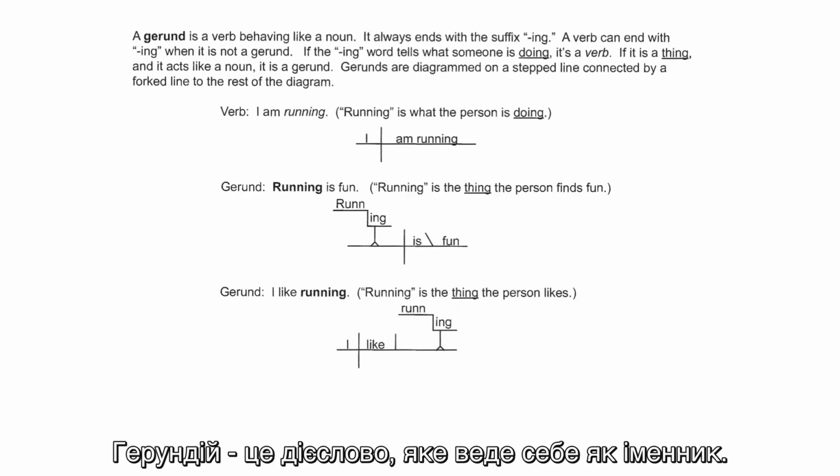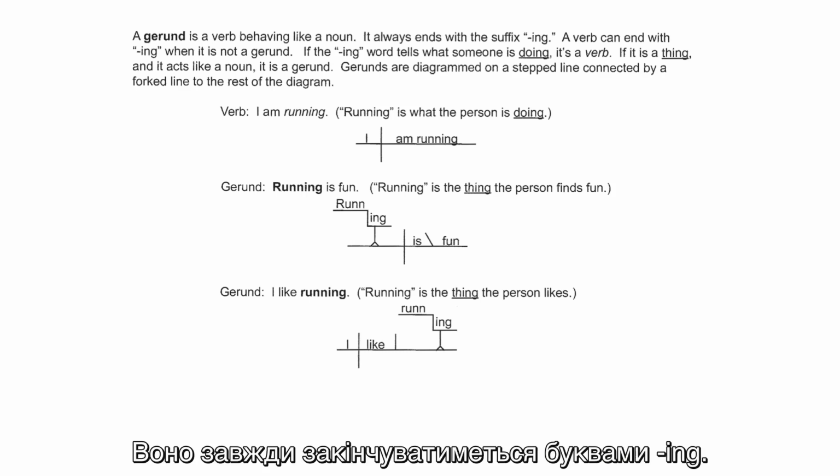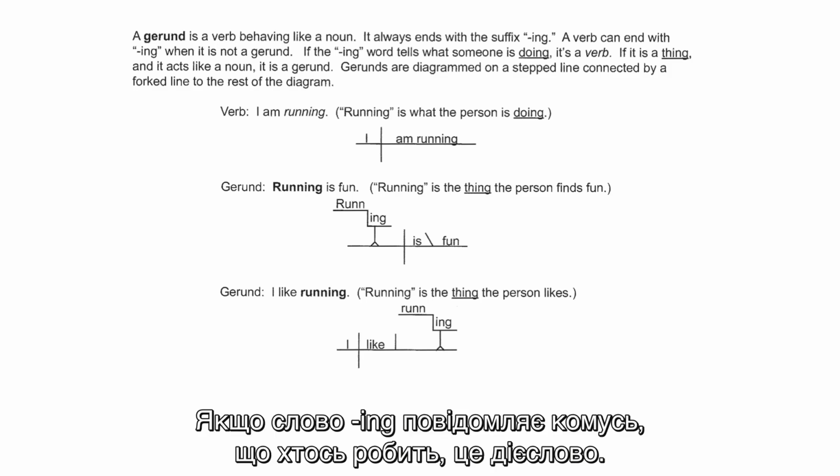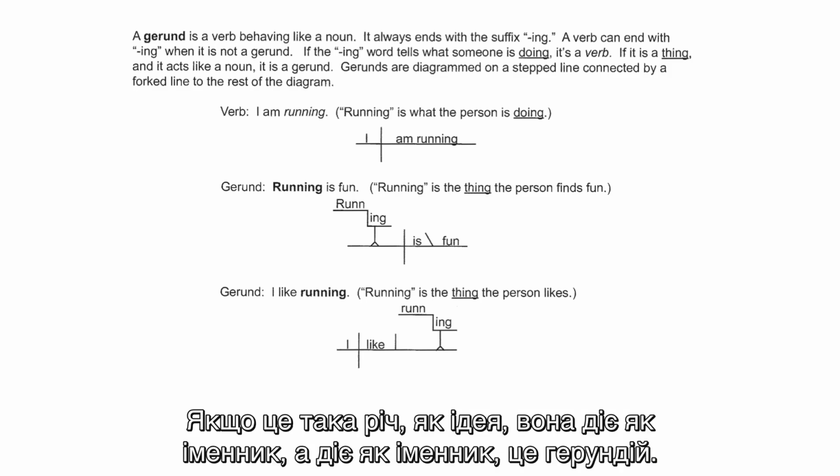A gerund is a verb that behaves like a noun. It always will end with the letters ing. A verb can end with ing when it's not a gerund. If the ing word tells someone what someone is doing, it is a verb. If it is a thing, like an idea, it acts like a noun, it is a gerund.